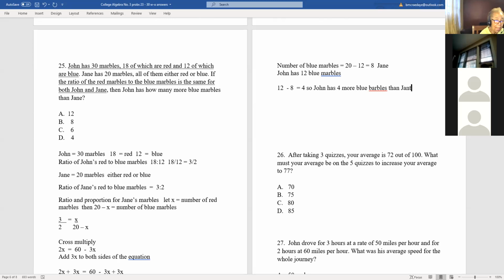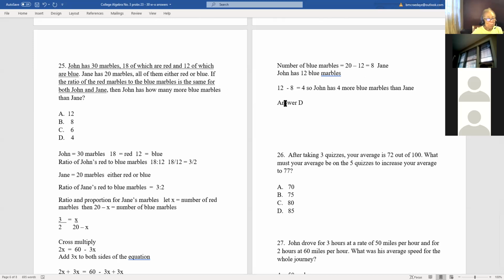And what answer is that? The answer was A, 12. So what's the answer? Oh, sorry, John has 4 more blue marbles than Jane, right? The answer is D, 4. My mind slipped a little bit.